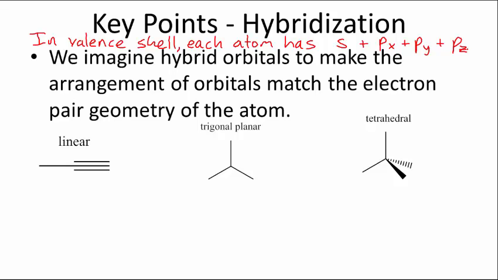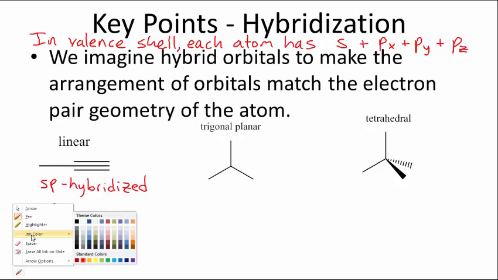All right? When an atom is linear, we call it sp hybridization, and we say it would have 2 sp hybrid orbitals. One of them would point in one direction, and the other one would point in the other direction.